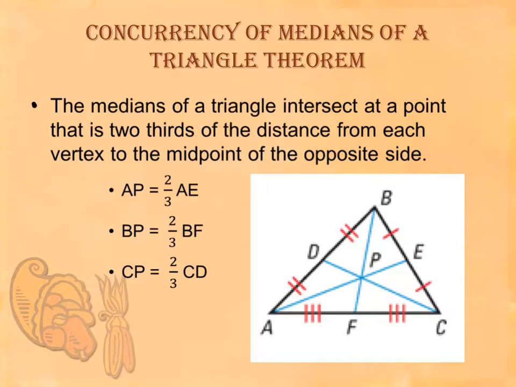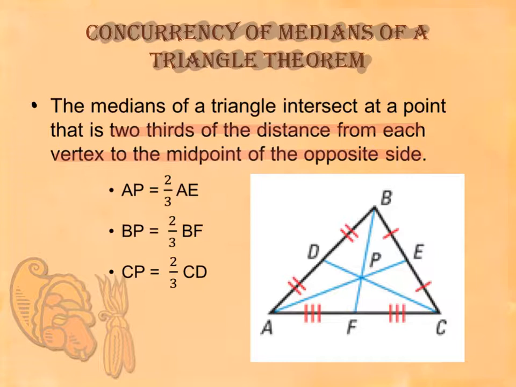The concurrency of medians of a triangle theorem, just like all the other special segments, this one has a theorem. It says that the medians of a triangle intersect at a point, that point's called your centroid, that is 2/3 the distance from each vertex to the midpoint of the opposite side. So they're not congruent like the other ones. This is a little bit trickier.